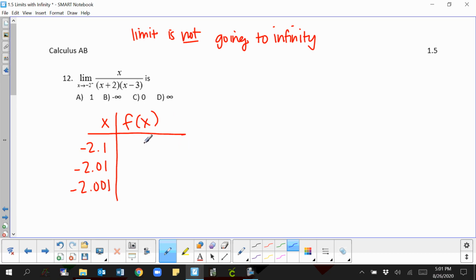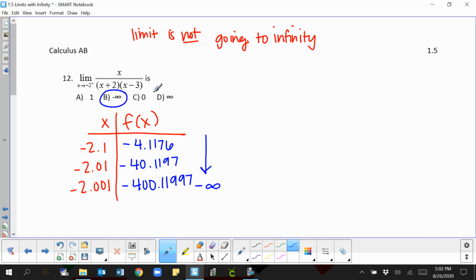Okay, so when you plug this into your calculator, you should get a negative 4.1176, negative 40.1197, negative 400.1197. And so you can see that this is going off to negative infinity. So that is what our answer is going to be. And this is a does not exist limit. We're going off to negative infinity.